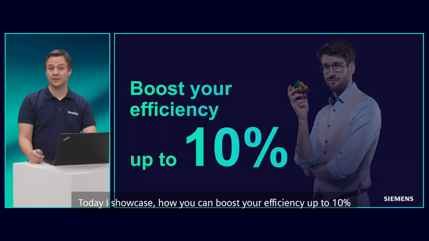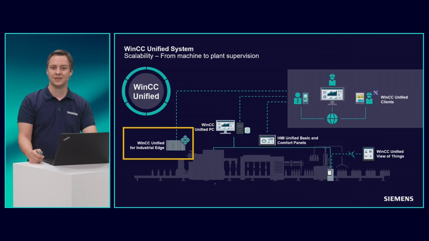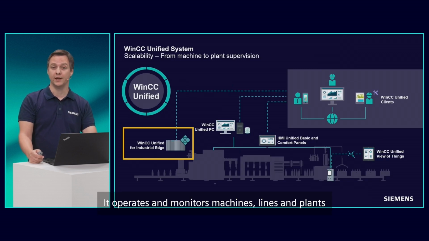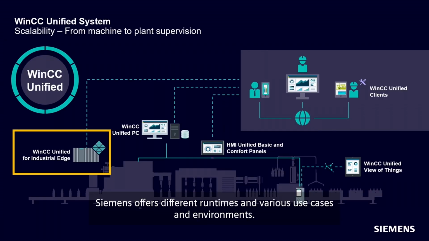Today I showcase how you can boost your efficiency up to 10% with WinCC Unified for Industrial Edge. WinCC Unified is a visualize and control system. It operates and monitors machines, lines and plants in a future-proof manner. Siemens offers different runtimes for various use cases and environments.